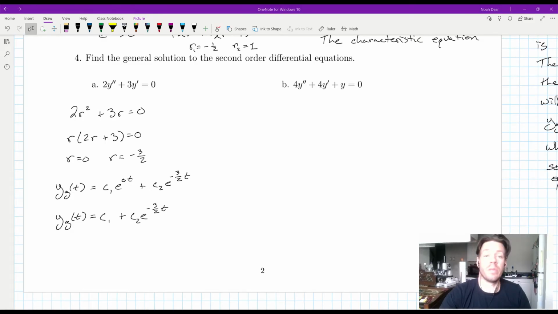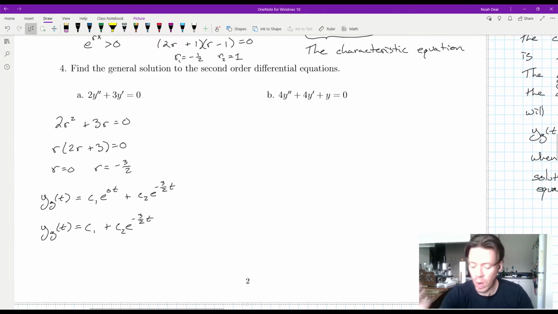We now want to investigate how to find the general solution to a homogeneous second-order differential equation whose characteristic equation has a repeated root. So let's just start by taking a look at this example, 4y double prime plus 4y prime plus y equals 0, to even see what that means.